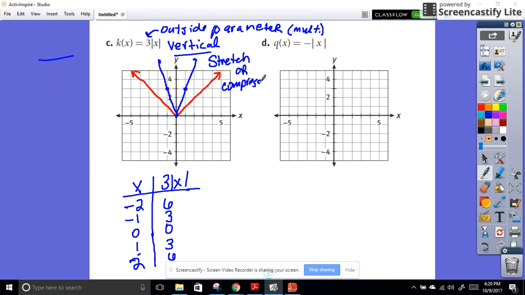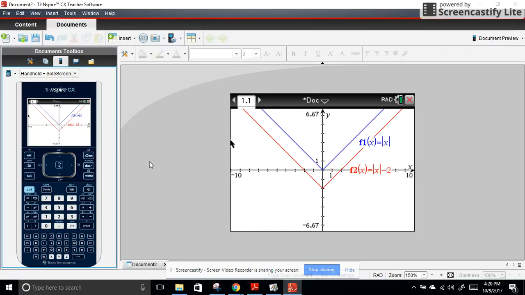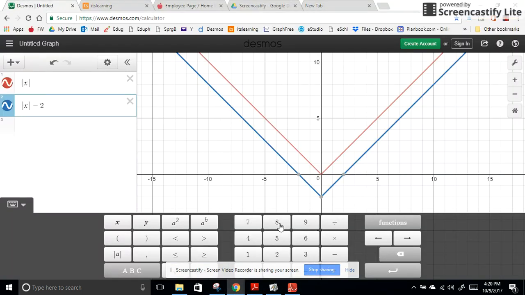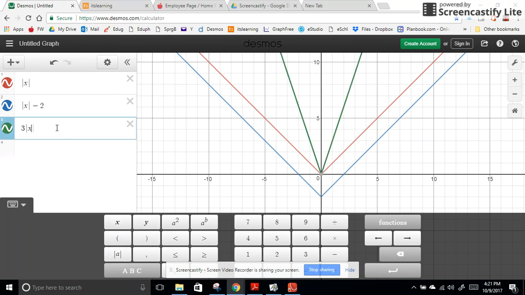They don't show us this right here, so all I'm going to do is run over to, I don't know, let's go to your calculator and show you, or maybe Desmos. Desmos, I think, is easier. Let's go over to Desmos. So this is your parent function. This was shifting it down to. Let's see what we'll multiply by 3. 3 absolute value x. Okay, so we see that caused it to stretch taller.